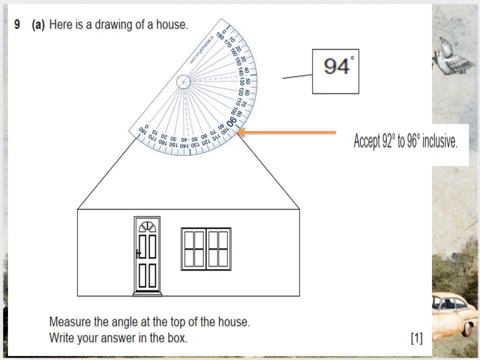It could be accepted from 92 to 96. This is in the mark scheme. You can accept from 92 to 96 inclusive. So this means if you wrote 91, or if you wrote 90 or 97, this will not be accepted.